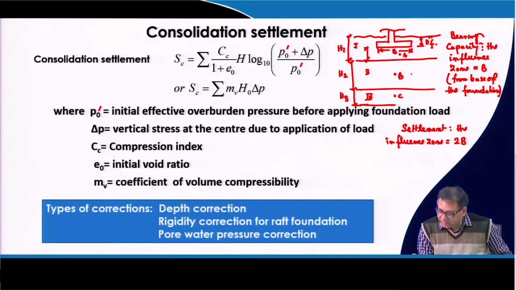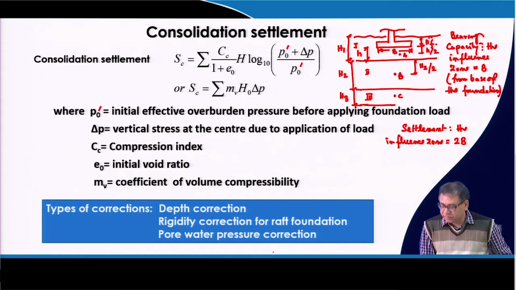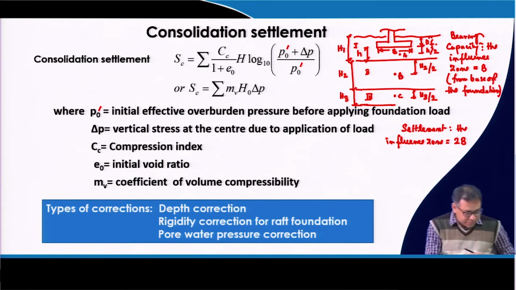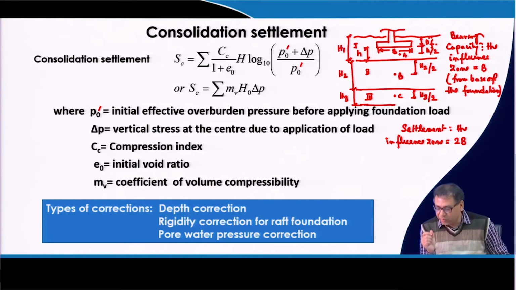Similarly, B point is the middle of this. Here I can write this is H2 by 2, and if this is a small h, then this value is small h by 2, and this will be H3 divided by 2. So, that means the middle of each layer. Now, the question is, why are we only considering one point?